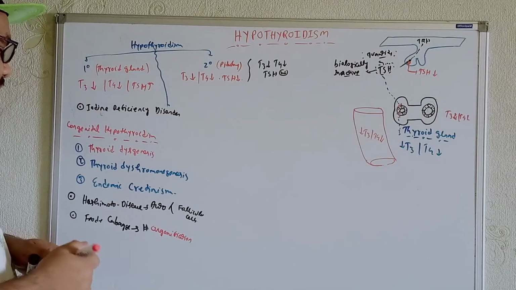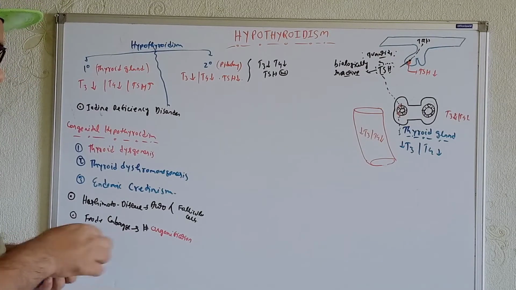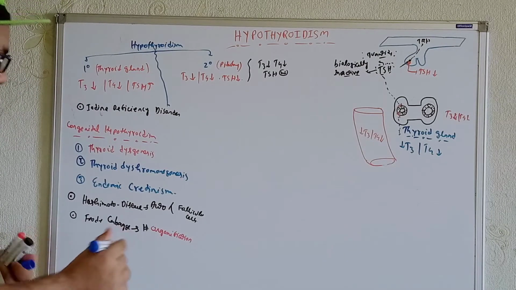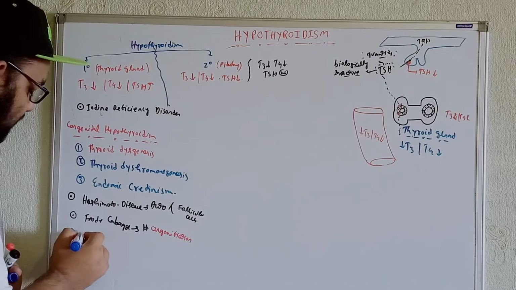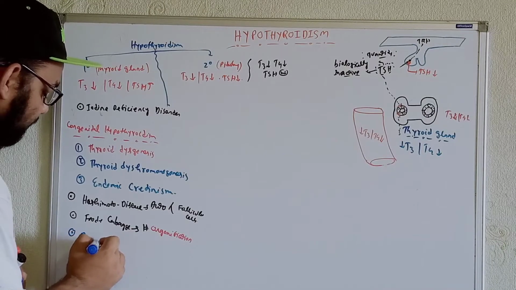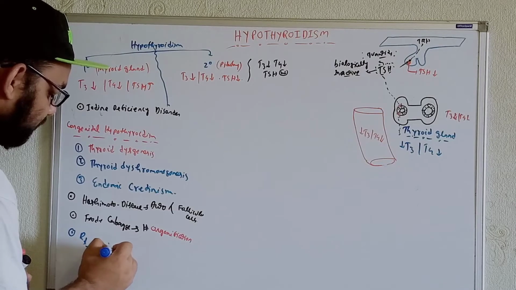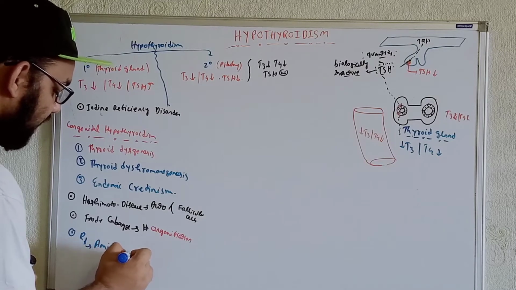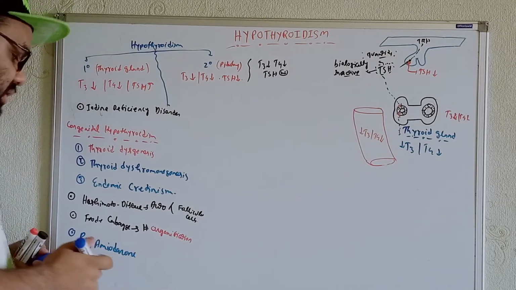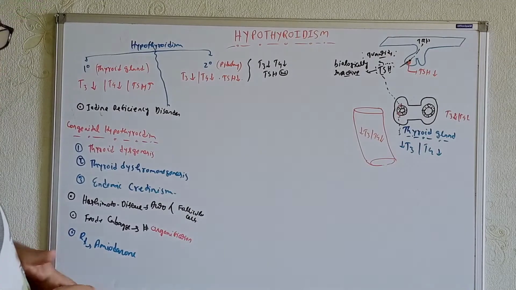And as far as drugs are concerned, there is a drug that can also cause hypothyroidism. That is known as what? Amiodarone. So amiodarone can cause both hypothyroidism and hyperthyroidism.